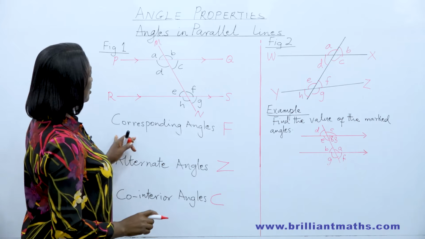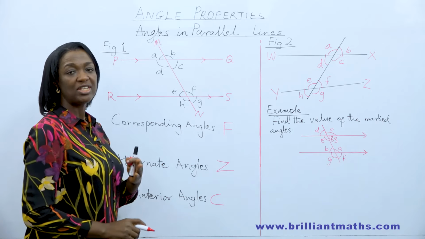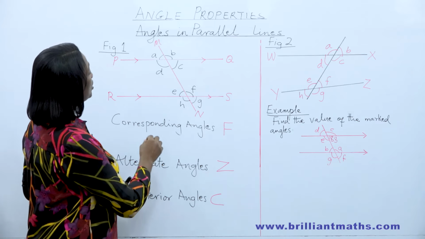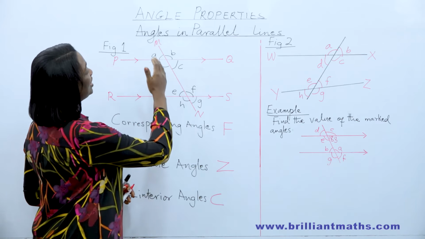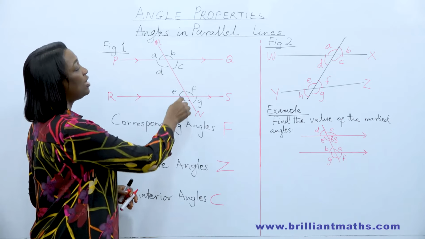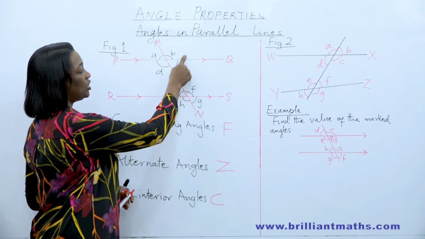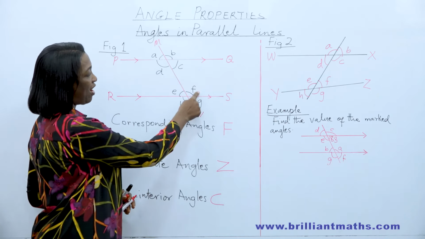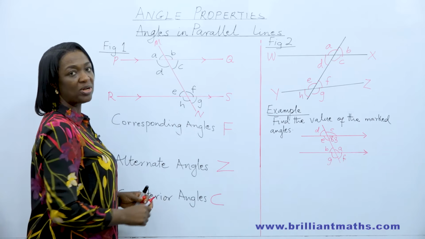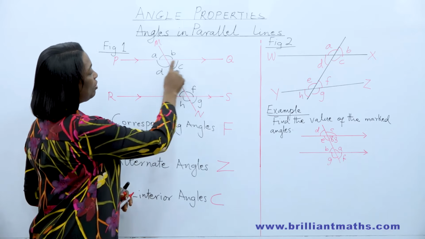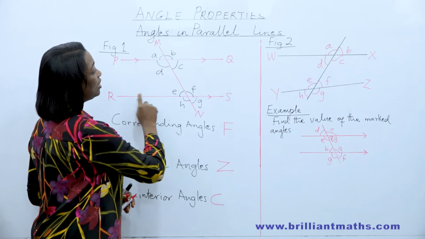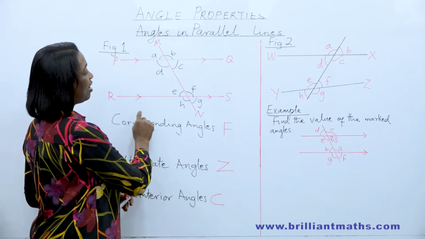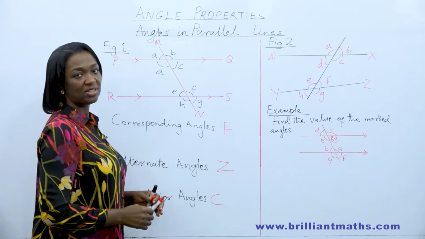Let's now look at corresponding angles. When do you say 2 angles are corresponding? 2 angles are corresponding when they are on the same side of the transversal in the same position on the 2 lines. So angle B and angle F are corresponding. They are on top of the line, and they are on the same side of the transversal.